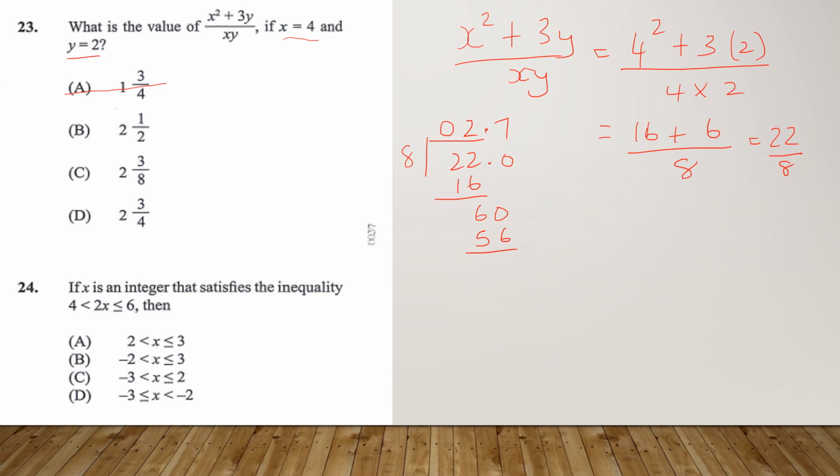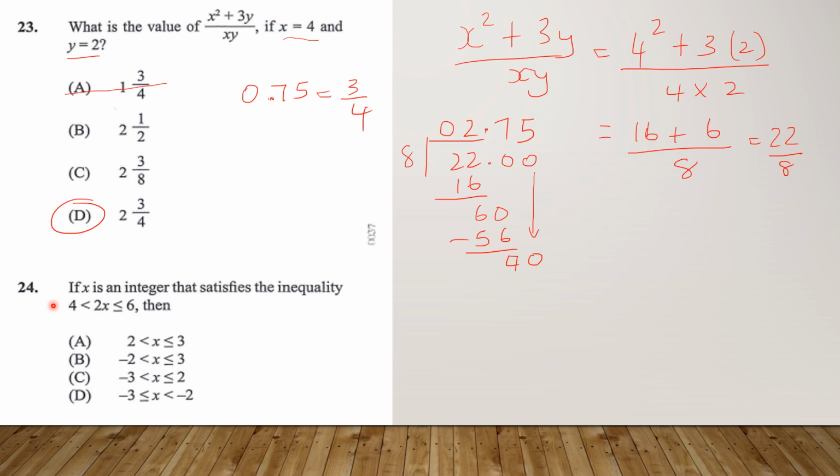And when we subtract that, we're going to get 4. I'm going to add another 0, bring it down. 8 into 40 is 5. So 2.75. And we know that 0.75 is the same thing as 3 over 4. So the answer is D, 2 3/4.